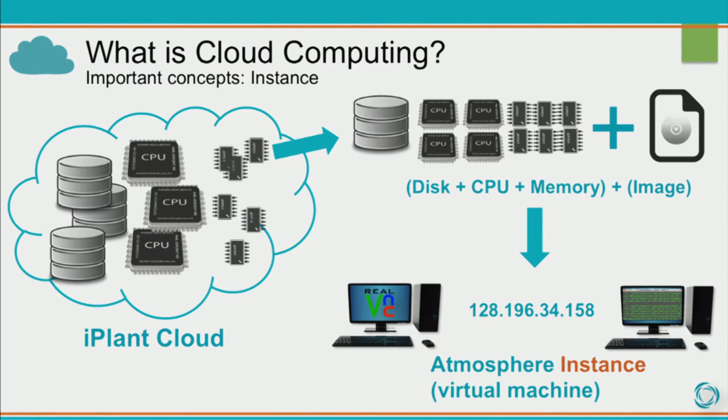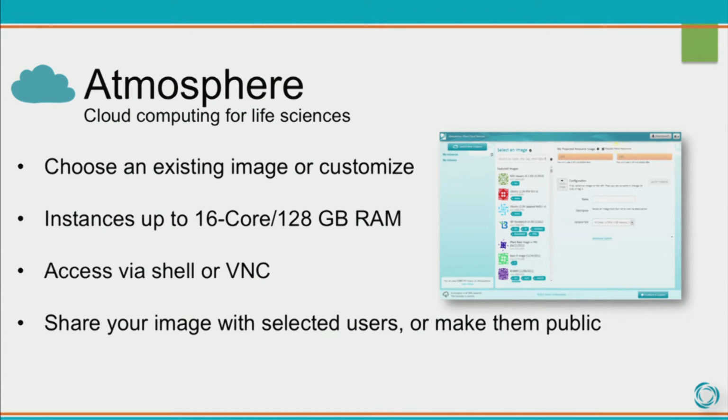What is this useful for? Well, first let me talk about the specs. You can choose an existing image, or you can customize one that we have. You can launch up to a 16-core, 128 gigabyte machine. You can access it, as we're going to, via the shell or VNC, and you can even share your image with other users or even make them public.